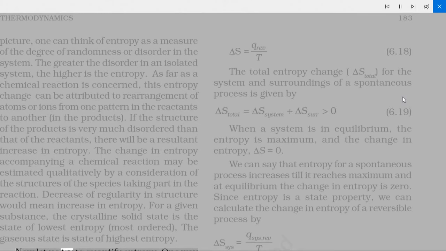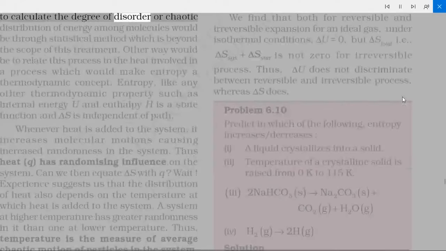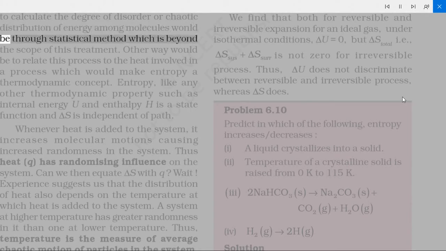Now let us try to quantify entropy. One way to calculate the degree of disorder or chaotic distribution of energy among molecules would be through a statistical method, which is beyond the scope of this treatment. The other way would be to relate this process to the heat involved in a process, which would make entropy a thermodynamic concept. Entropy, like any other thermodynamic property such as internal energy U and enthalpy H, is a state function and S is independent of path.